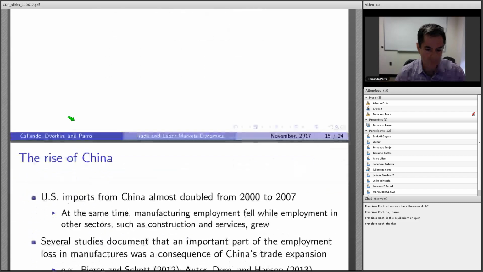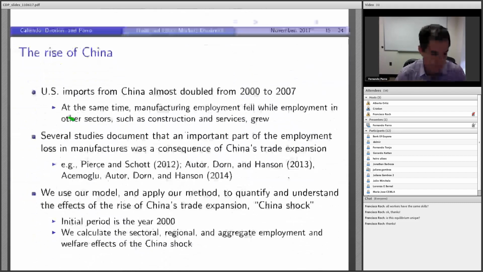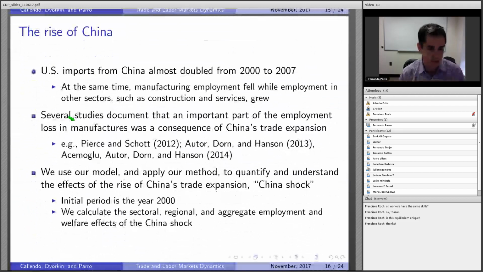So this is the idea. This is the type of counterfactuals we are going to solve. If there is any question, otherwise, I'm going to start with the application.